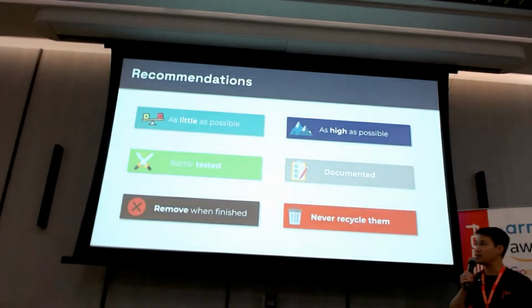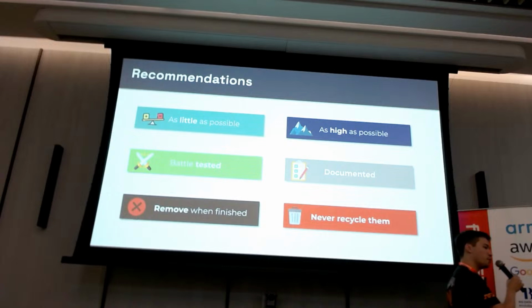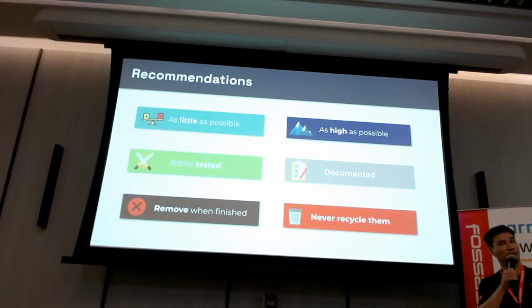First, you need to use them as little as possible. More than 15 or 20, good luck. It's really hard to manage in terms of combinatorics, so don't do it. You need to place them as high as possible. Don't try to have different feature flags embedded into each other. Doesn't make any sense. They need to be battle tested. There is no feature flag that you can deploy if you don't have a unit test covering them.